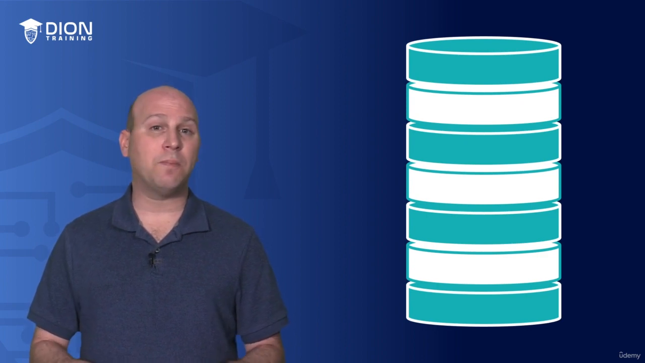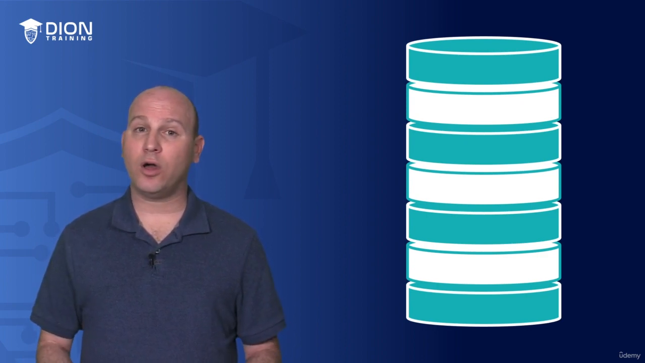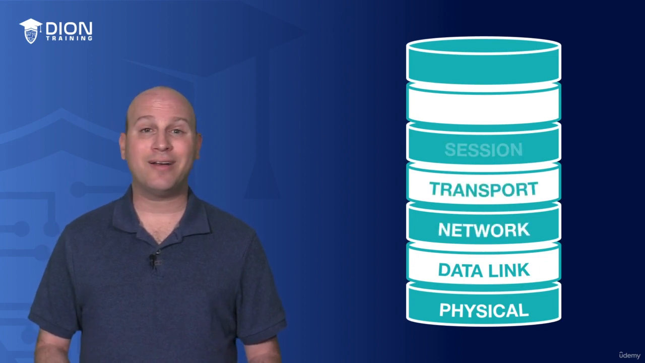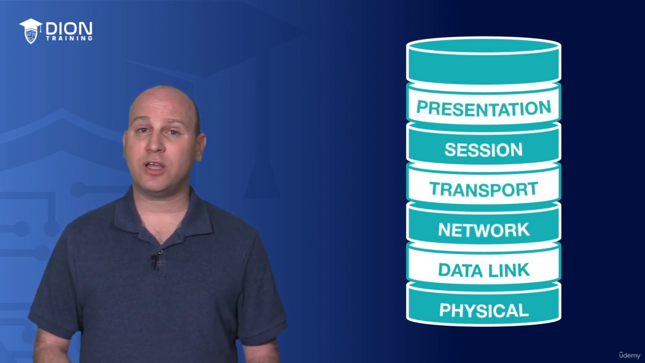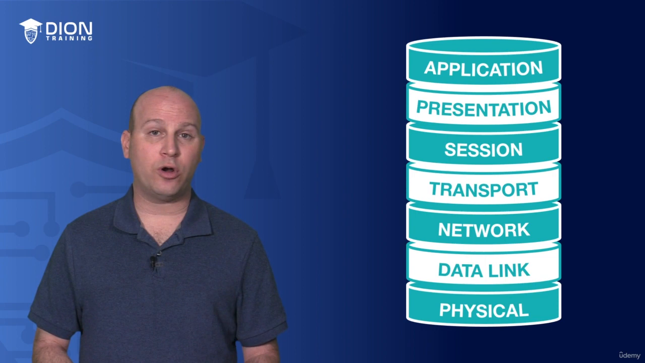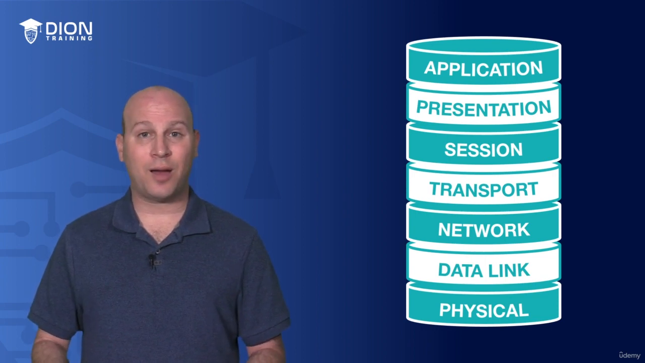First, we start at the bottom layer, working our way from layer 1 all the way to the top layer, which is known as layer 7. These are the physical layer, the data link layer, the network layer, the transport layer, the session layer, the presentation layer, and the application layer. For the exam, you need to be able to remember these 7 layers in the proper order, going from bottom to top and top to bottom.